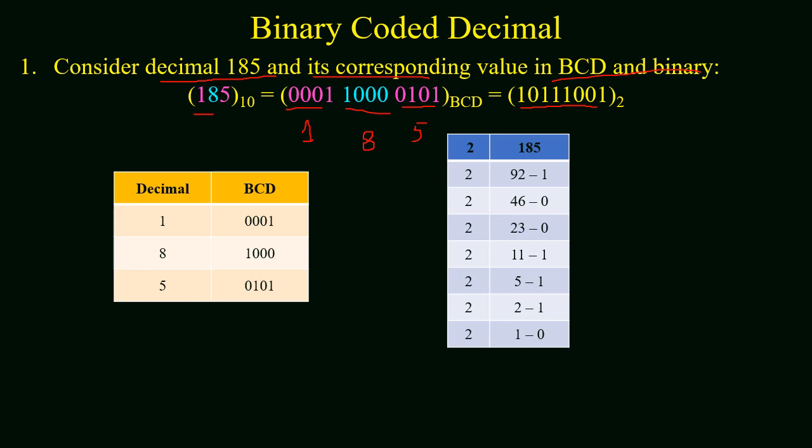Whereas its corresponding binary number can be found using successive division by 2, and the table is shown here. So the binary code is 10111001 to the base of 2. We have a clearer difference between BCD code and binary.